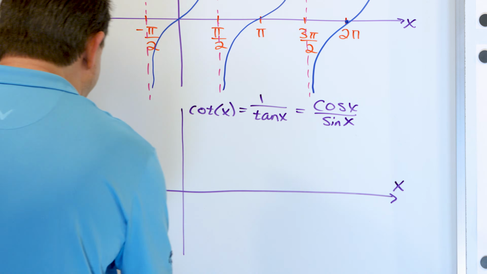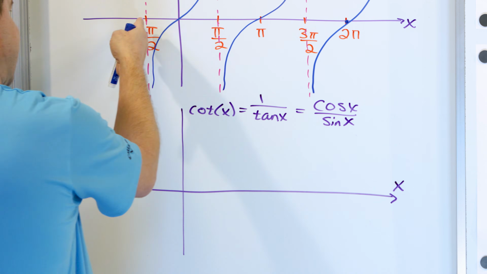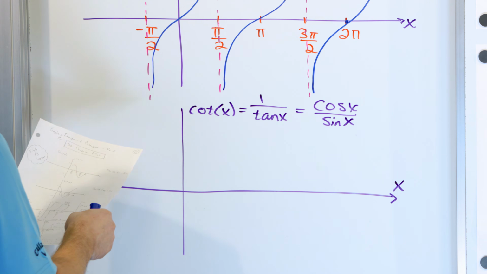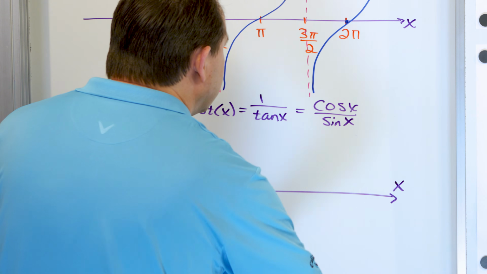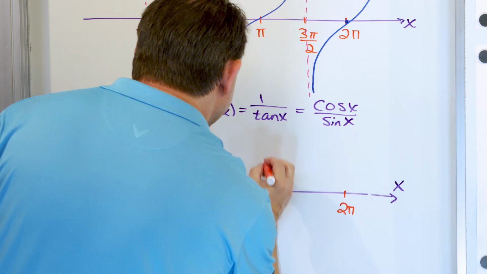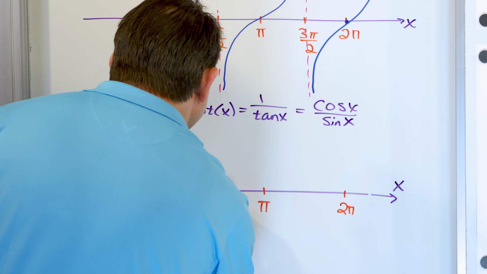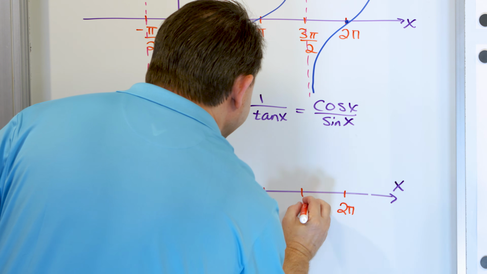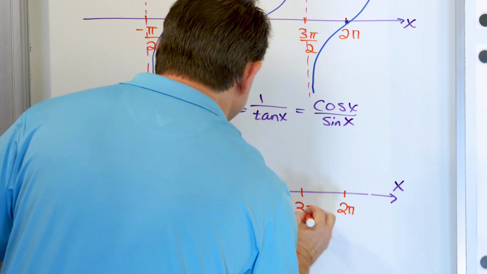So I'm going to do the same thing. I know that the cotangent doesn't start at negative pi over 2. It starts right next to the origin right here. So I'm going to try to put it in the same places. Here we have 2 pi. Here we have pi. Here, right here, we have pi divided by 2. And then right here we have 3 pi divided by 2.